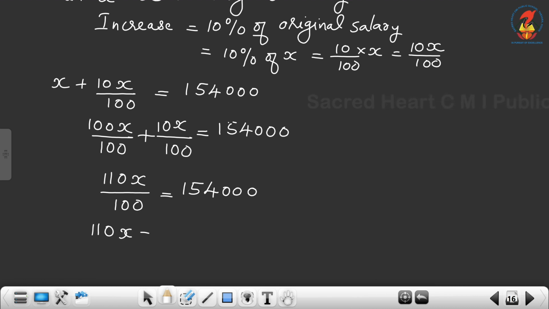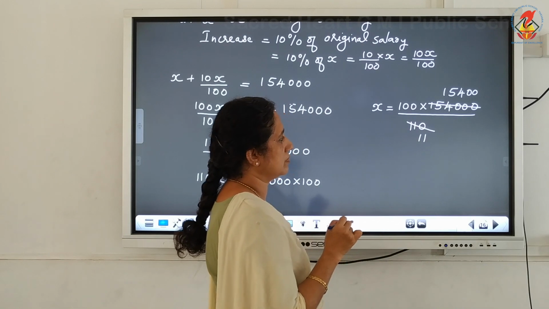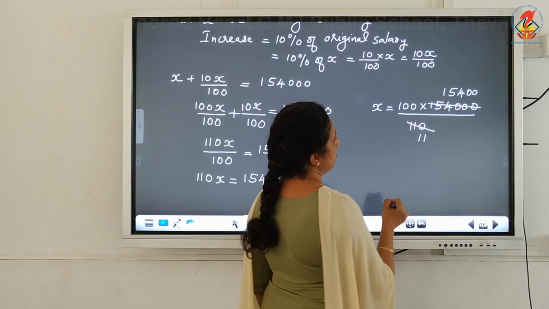So 110x equal to 1,54,000 into 100. Now we can find the value of x. x is equal to 100 into 1,54,000 divided by 110. Now we can cancel this 110 with a 10, so you will get 11, and here it is 0. So we can cancel the 0. That means we can divide it by 10.